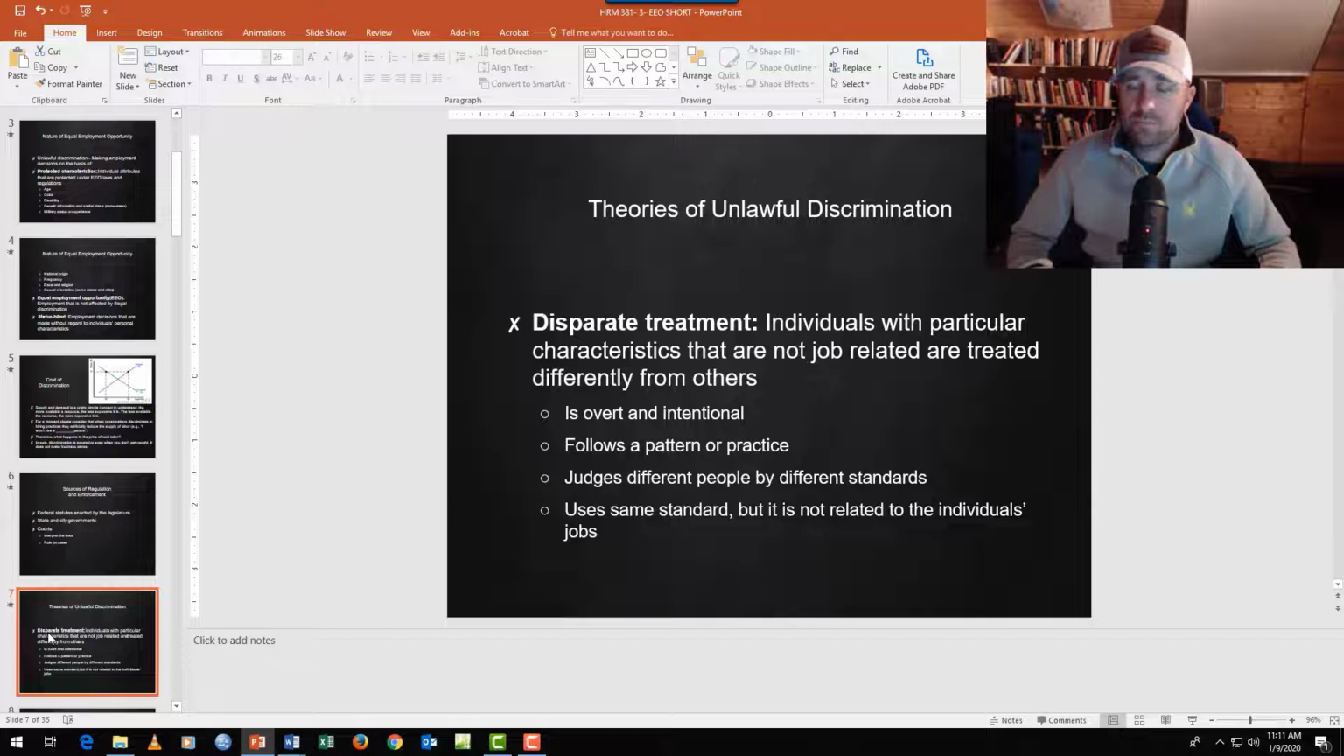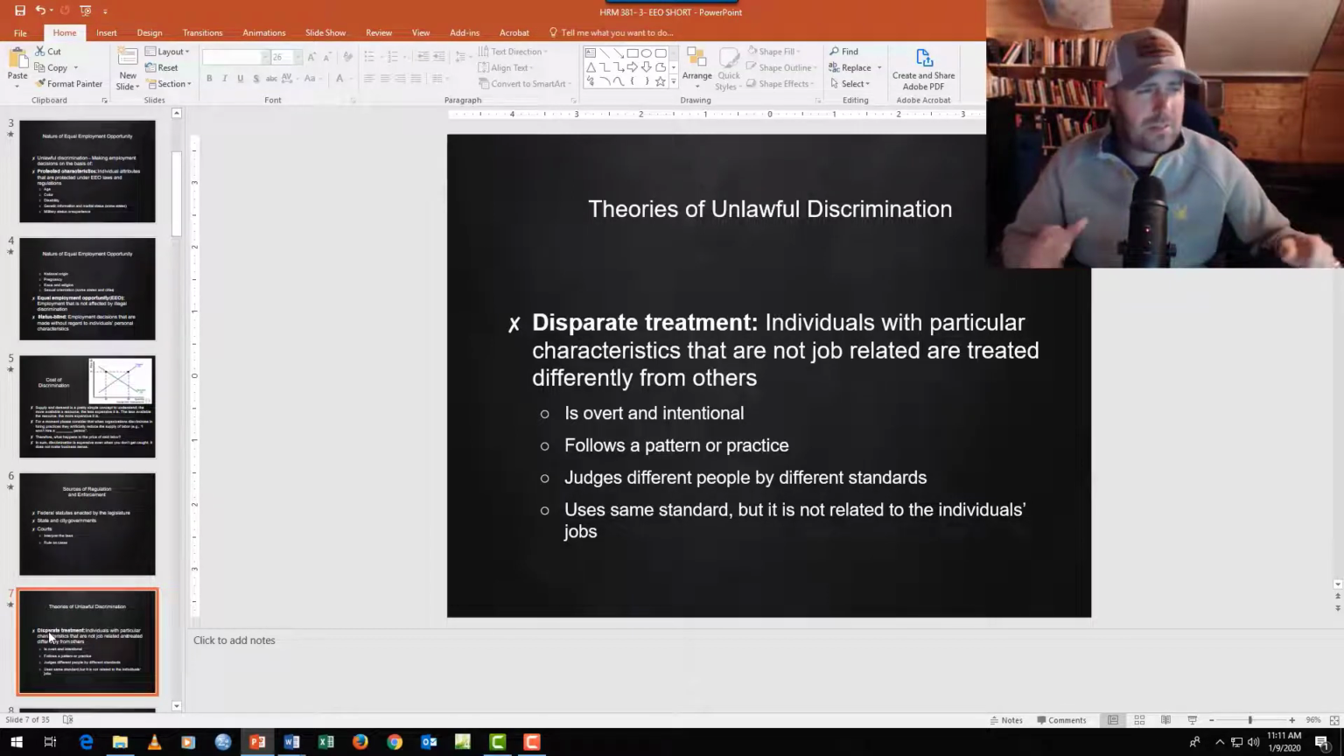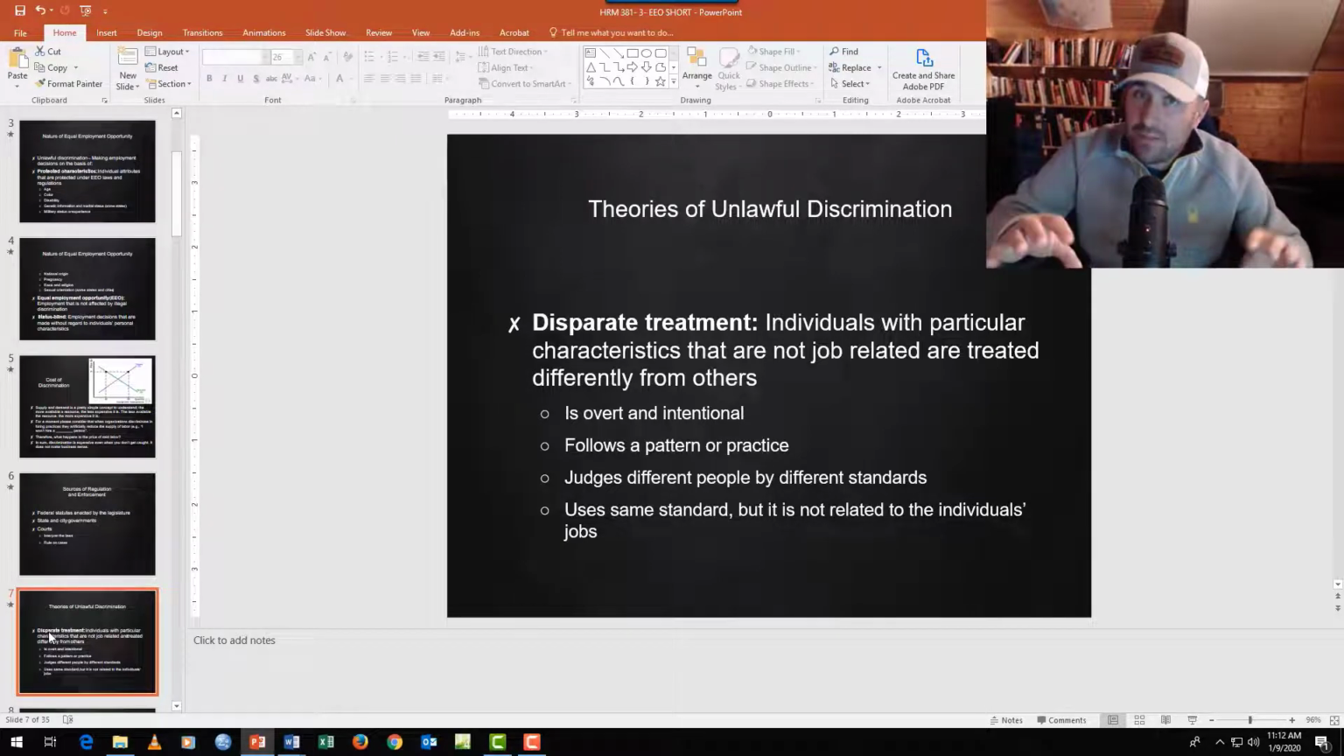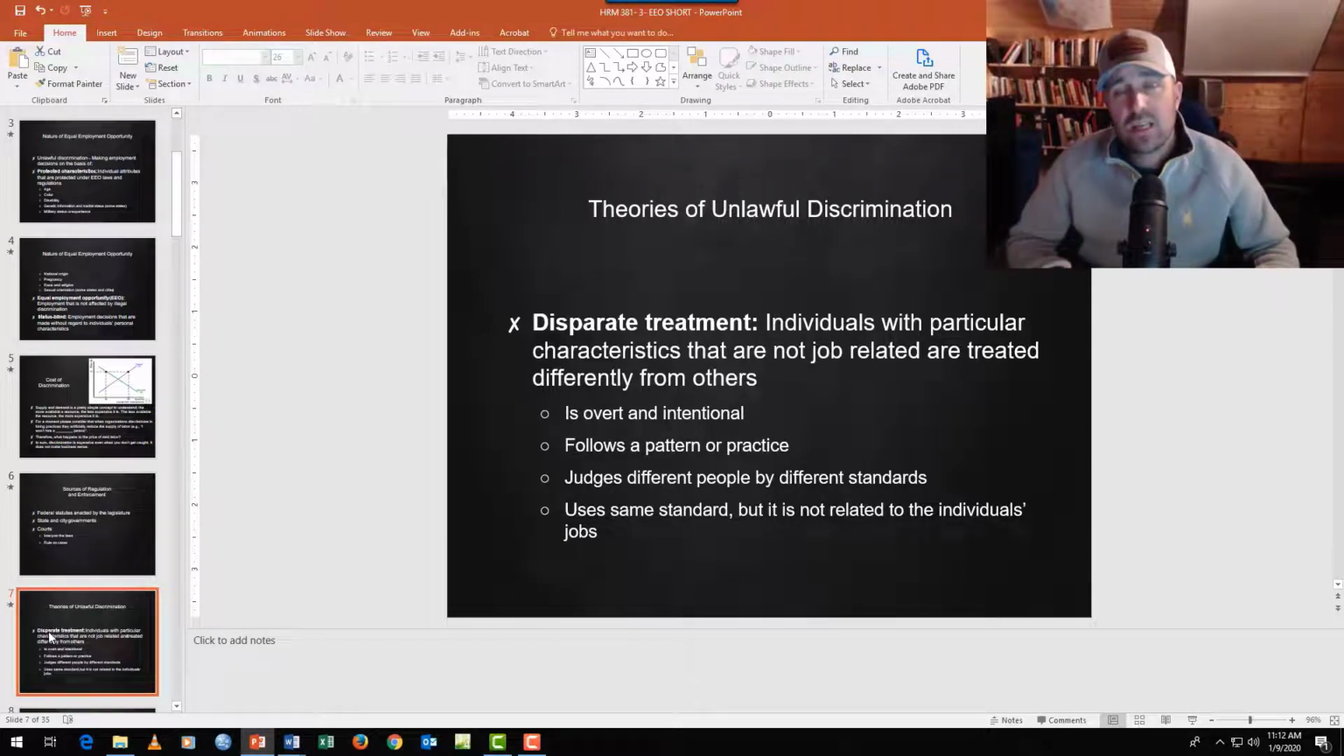Usually it's one person. So I applied for tenure and promotion at my university, and they said, no, we're not going to promote you because you're gay. Okay, that was specific, that was intentional, that was direct, that was one person, it was totally on purpose. So that's what we call disparate, or some people say disparate, treatment. It means I'm treating you disparately, differently, and negatively compared to everybody else. And the underlying reason for that is something that is protected legally.